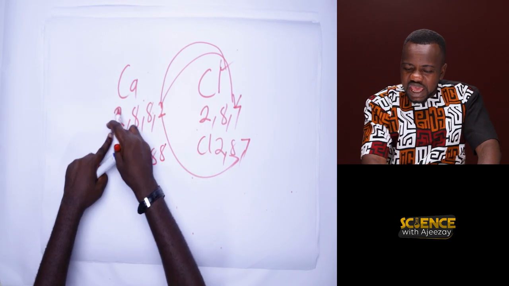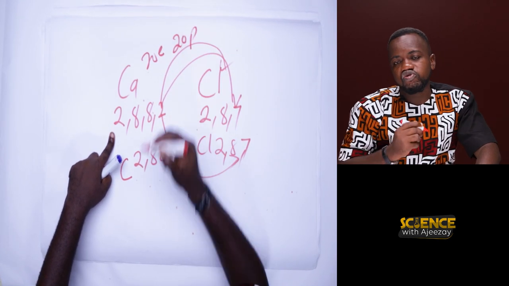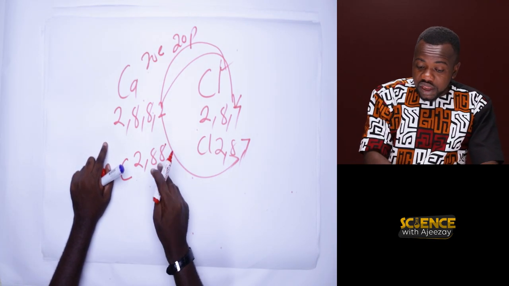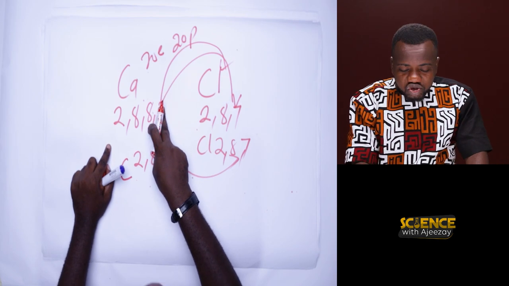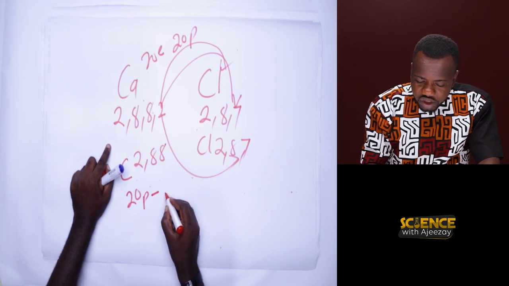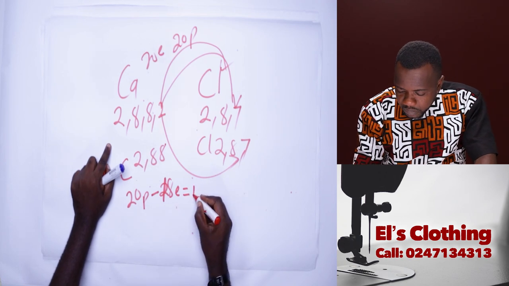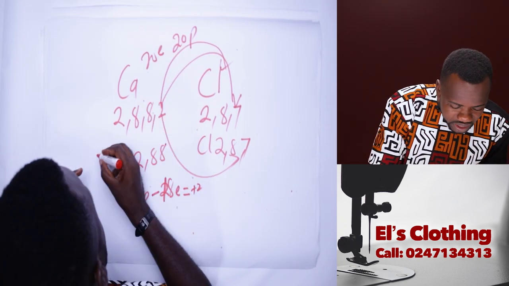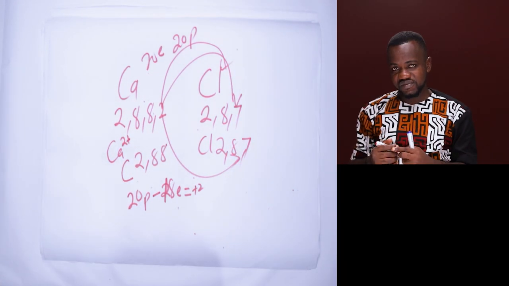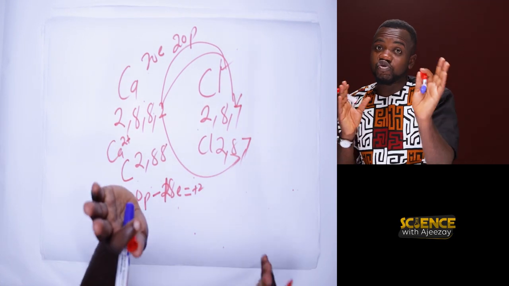Guess what? When it was a neutral atom, it was 20 electrons, 20 protons. Now it has given 2 out, it has become a charged atom. Now the number of electrons has reduced by 2. So here the new one is 20 protons minus 18 electrons, and this will give me 2. That's plus 2. So this is why calcium is plus 2. It has lost 2 electrons. I think it's clear.